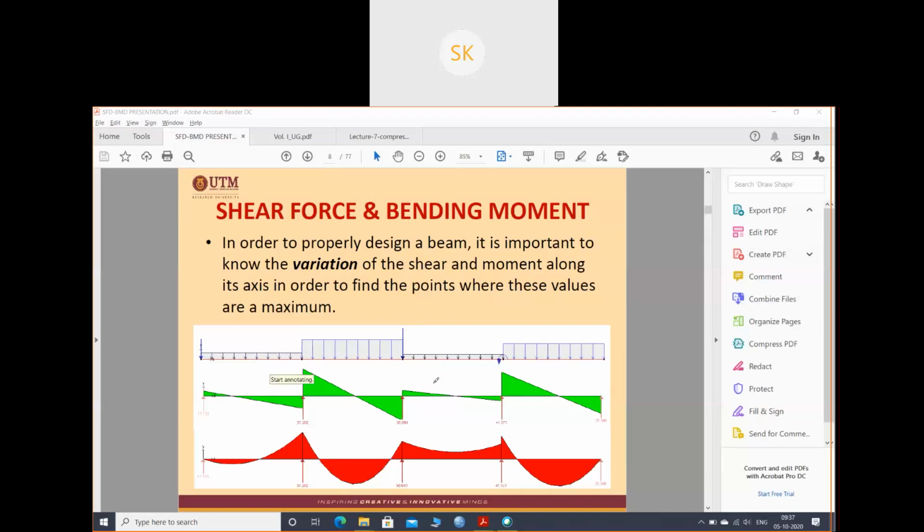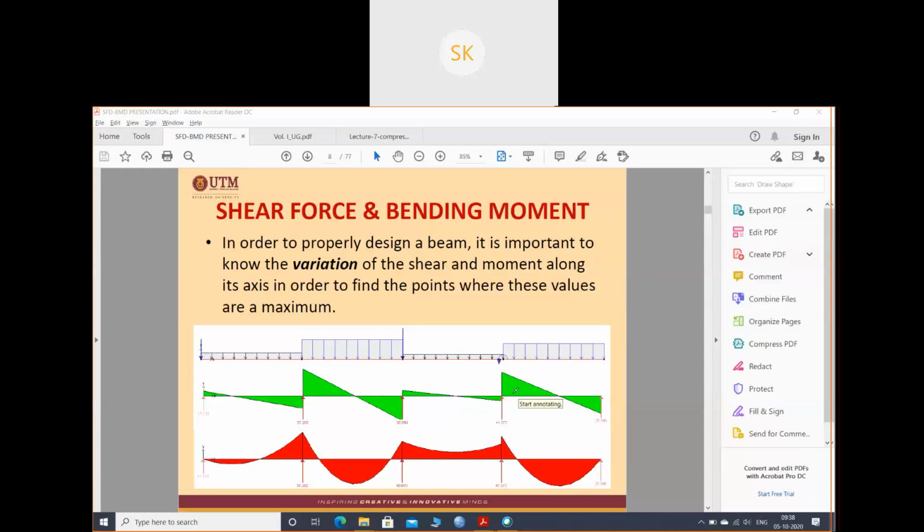Suppose this is your beam. The variation of load is not equal. Suppose you are getting much load here, less load here, different load there. So you should know this to design how much reinforcement. If you provide the same reinforcement throughout the section, then your structure will not be economical.